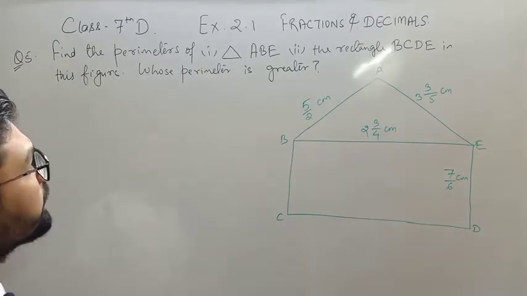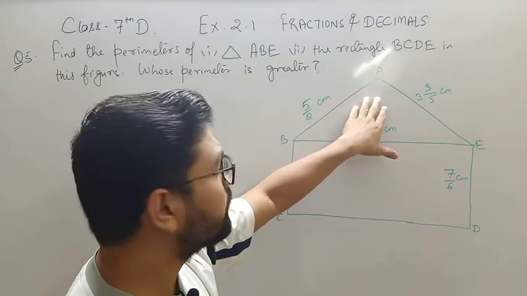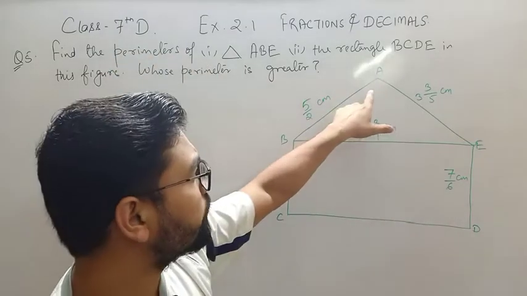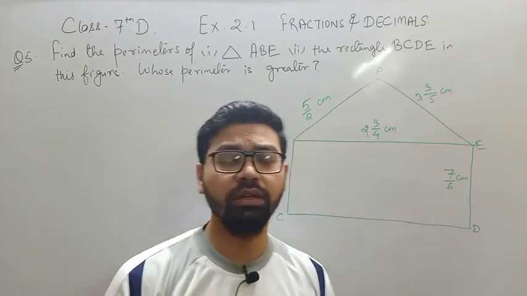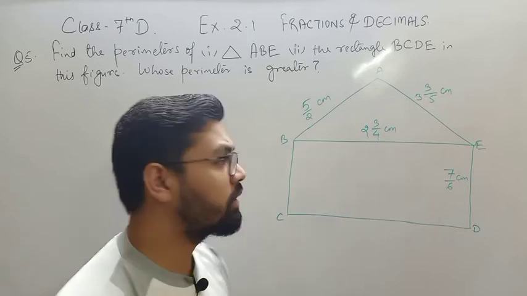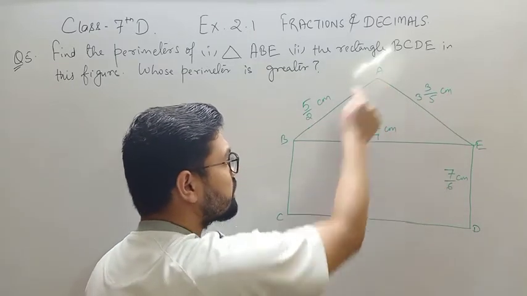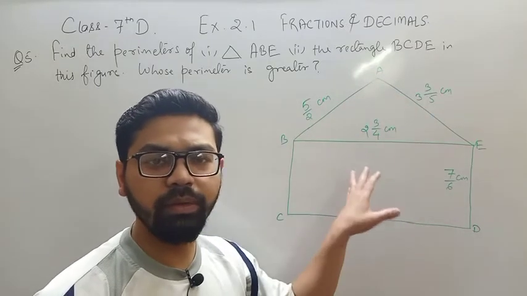Find the perimeter of triangle ABE. The triangle is given in the figure along with a rectangle. First I need to find the perimeter of this triangle. As I have already explained in the earlier lectures, perimeter is nothing but the periphery, and periphery means the boundary. That means AB plus BE plus EA. So this is the perimeter of this triangle.